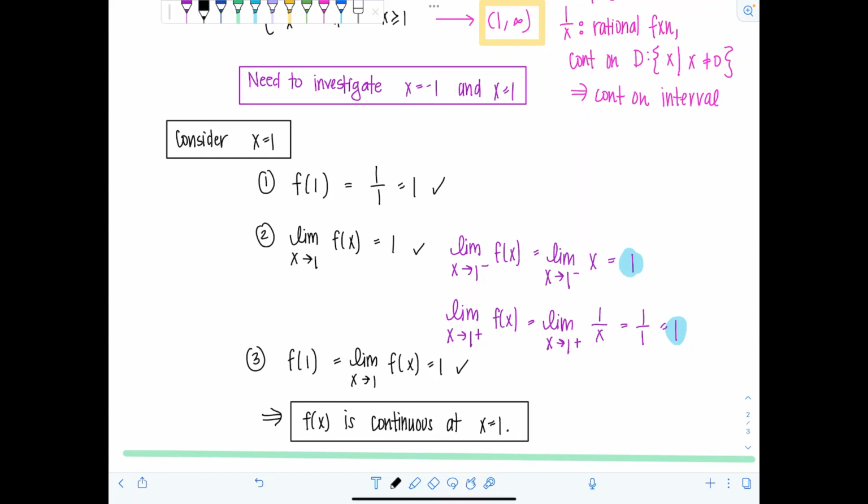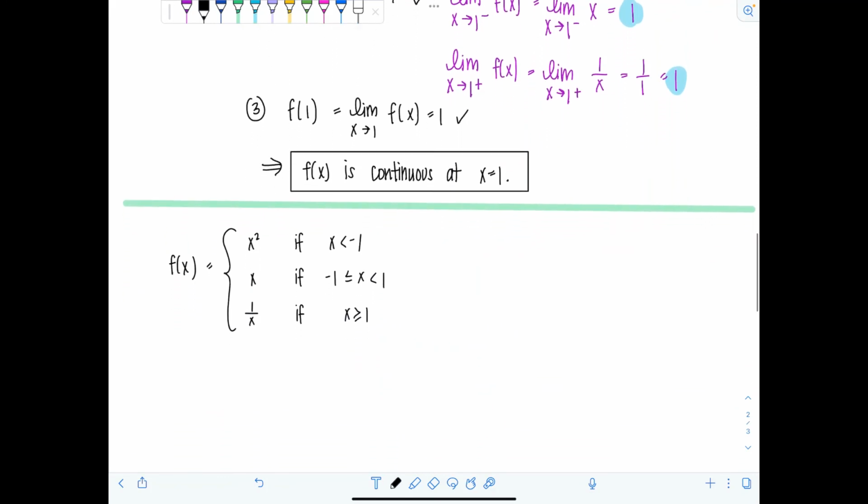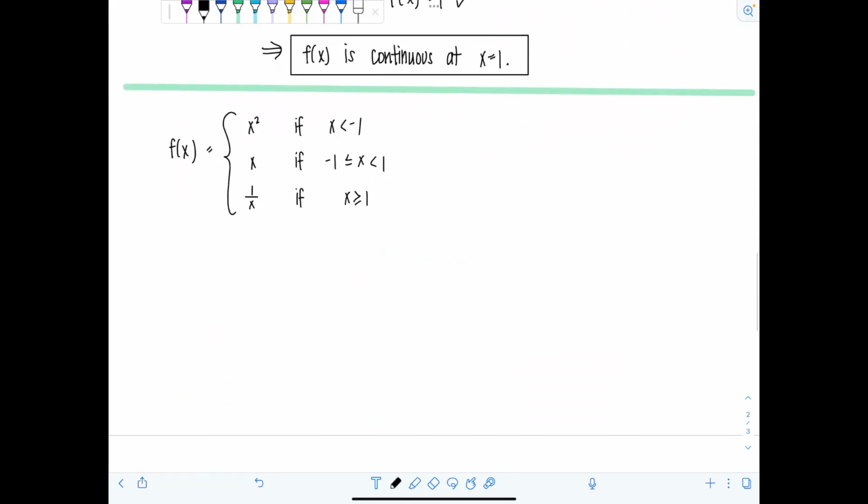We still need to investigate what's happening at x equals -1. So why don't you guys pause the video, give that one a try on your own, apply the 3-part definition, and then check back in. Okay, what did you find? Let's do it together. I rewrote the piecewise function here so we wouldn't have to keep scrolling up. So now we're going to consider x equals -1.